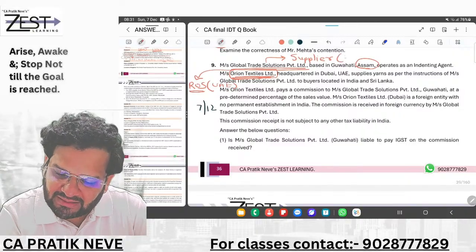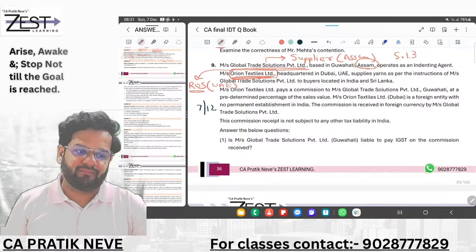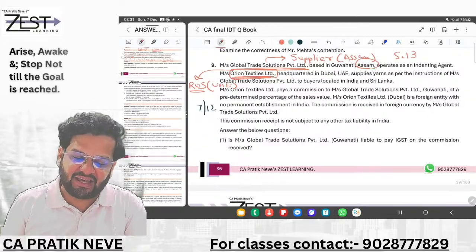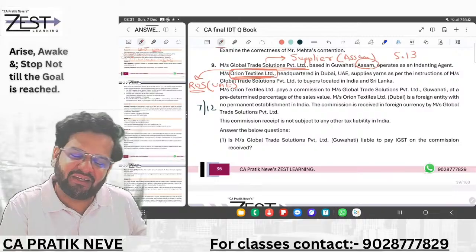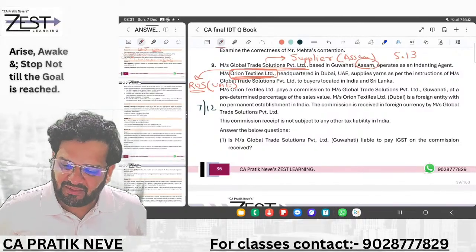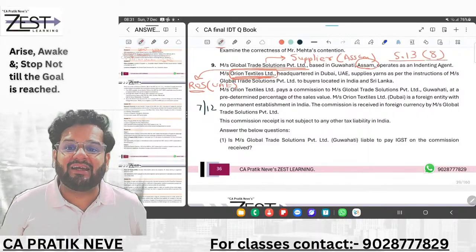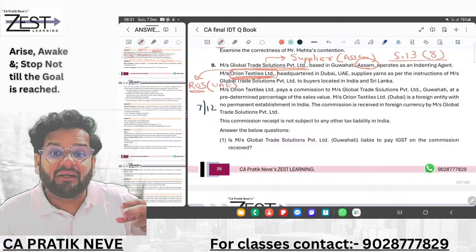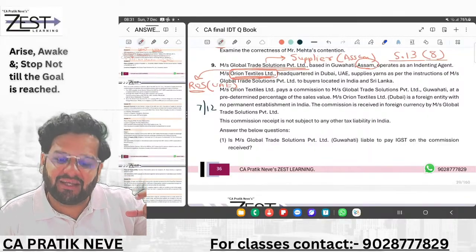Supplier is of Assam. So you have to go to section 13. LOS is in Assam, meaning supplier is in Assam, recipient of supply is in UAE. So you will have to go to section 13. Okay. In section 13, subsection 8. Why 8? I told you just a few moments back that for intermediary services, the place of supply is as per subsection 8.